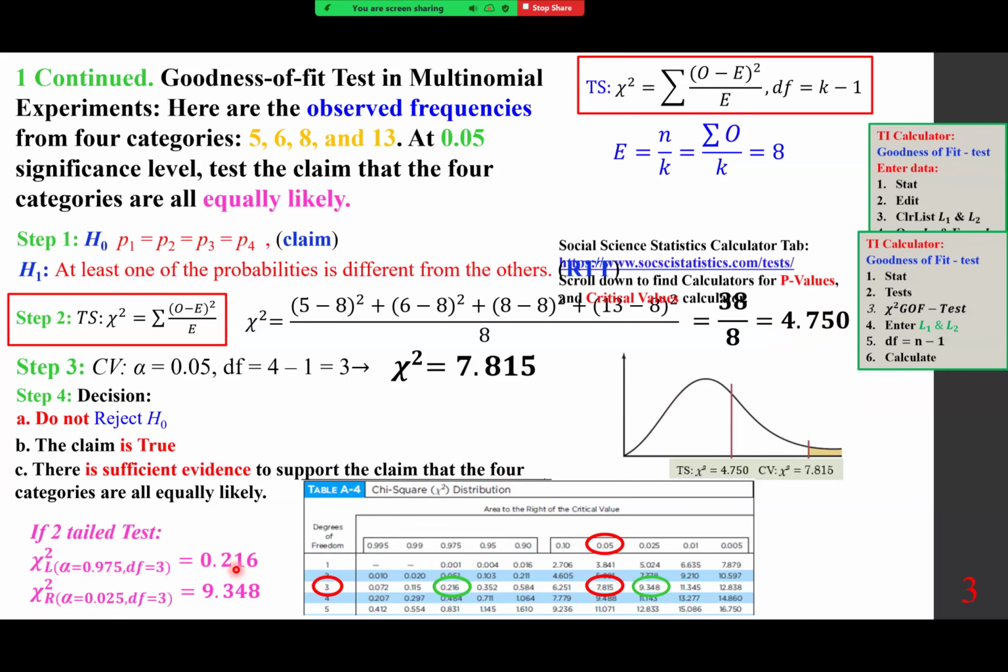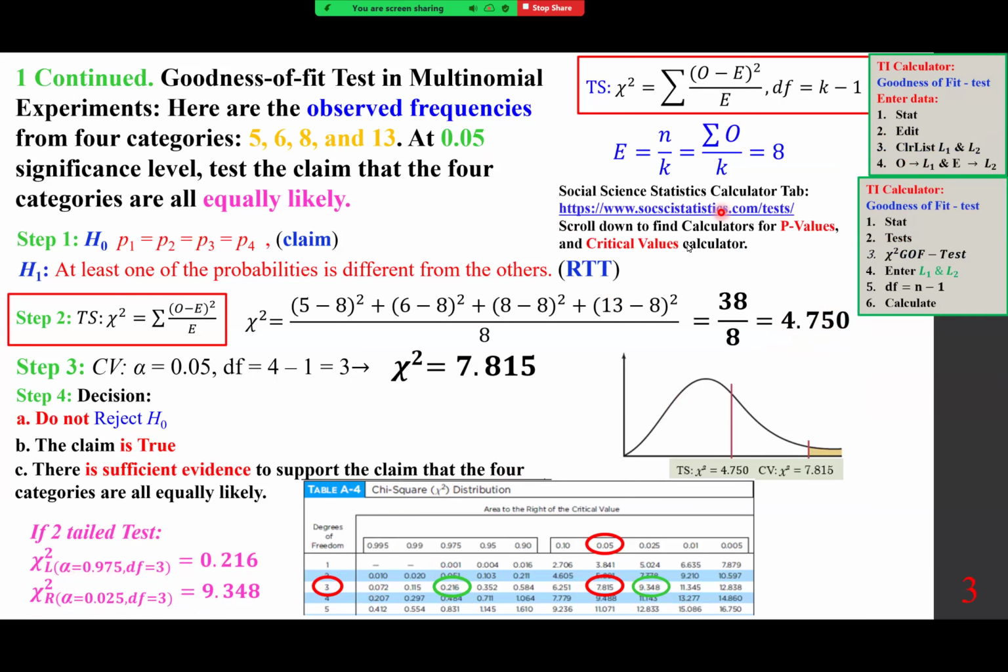However, how do we do this by hand? First of all, this is another one just to remind you of one of the calculators. There are many calculators online. You can find them under the module 0 of MOM. TI calculator, goodness of fit test, enter data, stat, edit, clear list, L1 and L2, observed value goes to L1, E goes to L2. So goodness of fit, stat test, chi-squared GOF, L1, L2, degrees of freedom is n minus 1.